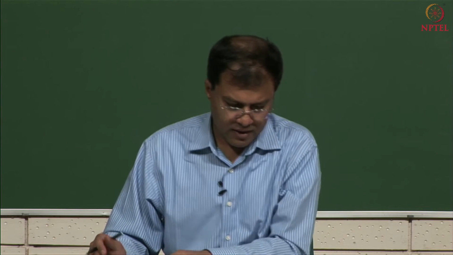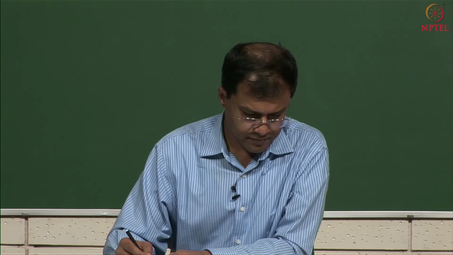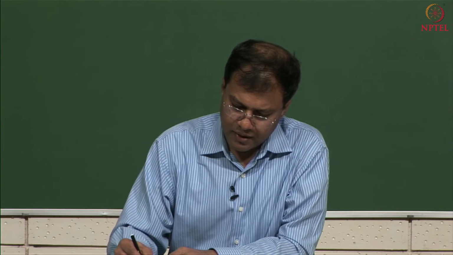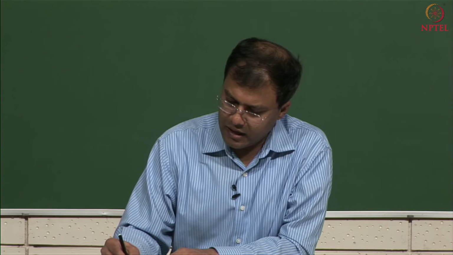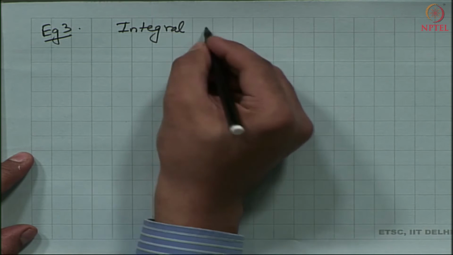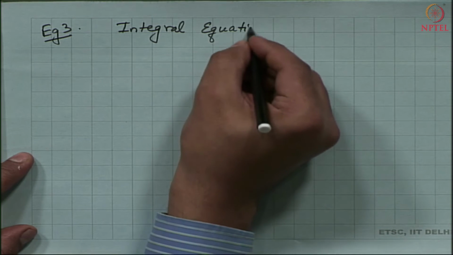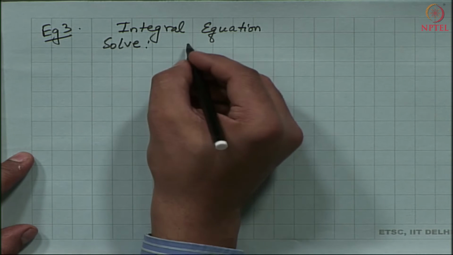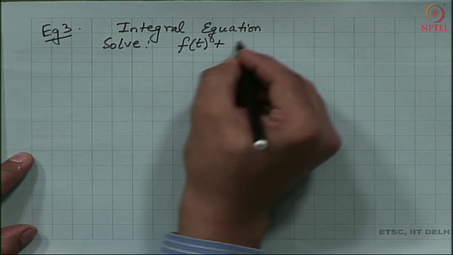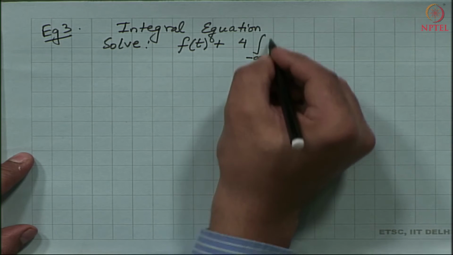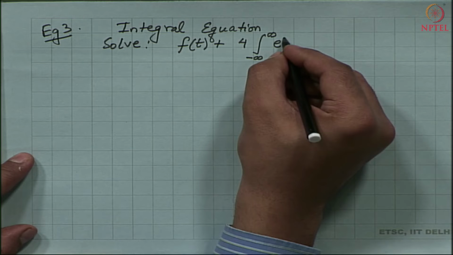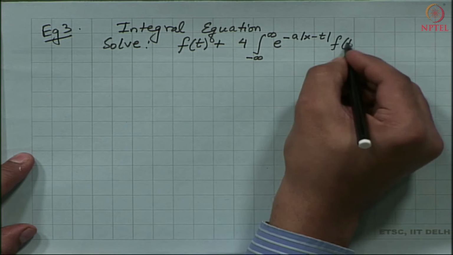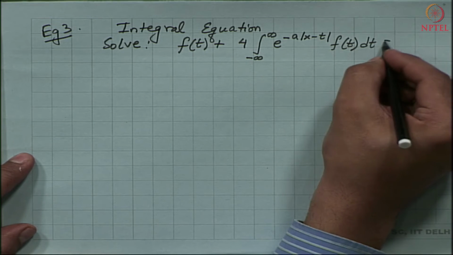So, then I have another example of the integral type. I have an integral equation that I need to solve, which is of the form f of t plus 4 times the integral from minus infinity to infinity of e to the power minus a mod x minus t, f of t dt, is equal to g of x.